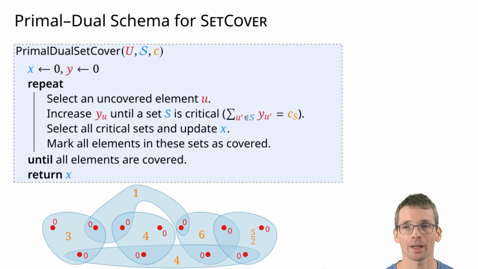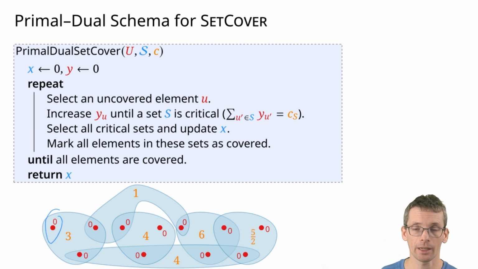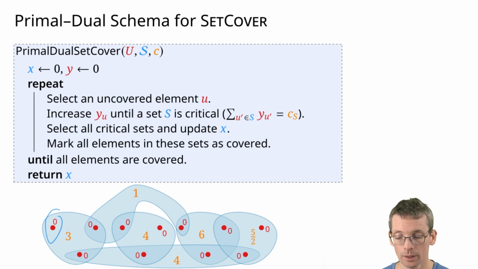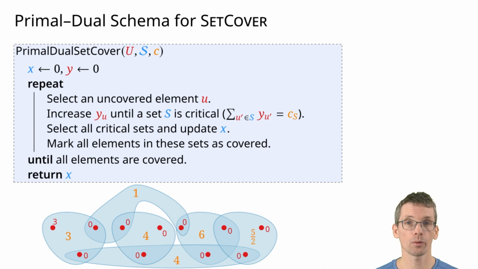So let's take a look at an example. This is an example we're already using. I pick an uncovered element, let's say this one, any element would have done. I'm going to increase it until one of the sets becomes critical. This one is only in one set, and that set has a cost of 3. So I'm going to increase yu to 3 here. At this point, this set becomes critical, and all of the elements in that set are now covered. So I've selected the set, and those 3 elements are covered. I'm now going to pick another element. So let's say this one here.